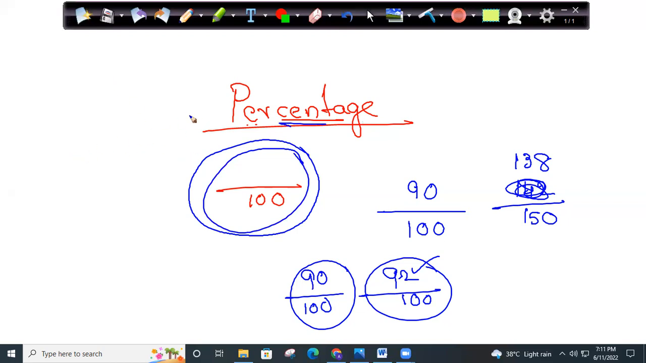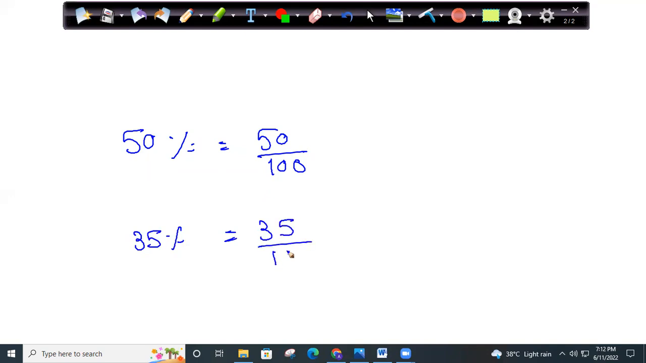I'll tell you. Percent means 1 by 100. So if I say 50%, 50 into 1 by 100, so 50 by 100. 35%. What is the meaning of 35%? 35 by 100. 79%. 79 by 100. Okay.